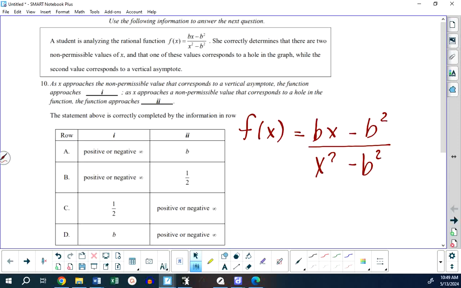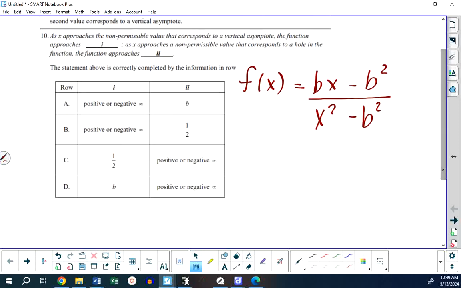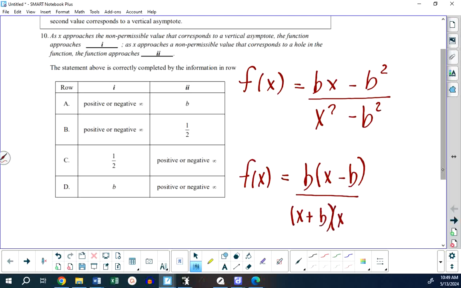But when you analyze a rational function, everybody, you have to factor everything completely to decide, one, what are the non-permissible values of x? Two, which of those non-permissible values, if any, are vertical asymptotes, and which, if any, correspond to holes. So when I factor this completely, f of x is equal to, I can factor a b out of the numerator and be left with x minus b, over the denominator, which is a difference of squares, which I can factor into x plus b, x minus b.